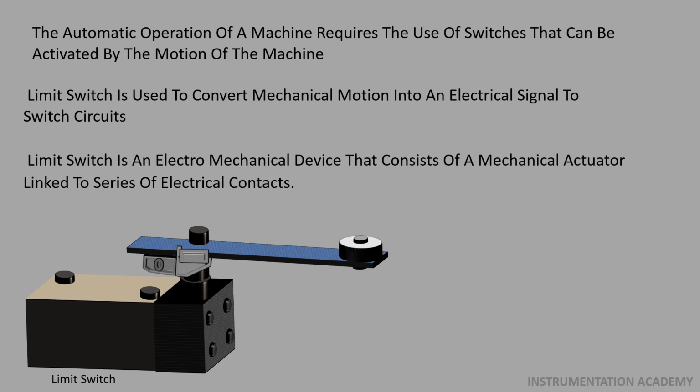A limit switch is an electromechanical device that consists of a mechanical actuator linked to a series of electrical contacts. When an object comes in physical contact with the actuator, it tends to move, and this movement is used to either open or close an electrical circuit. Limit switches are one of the easiest and most reliable ways to convert mechanical movements into electrical signals.